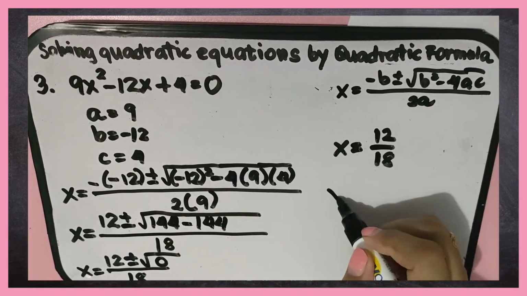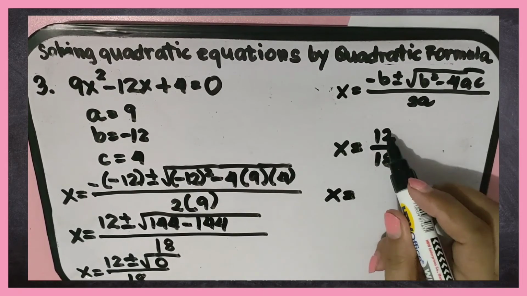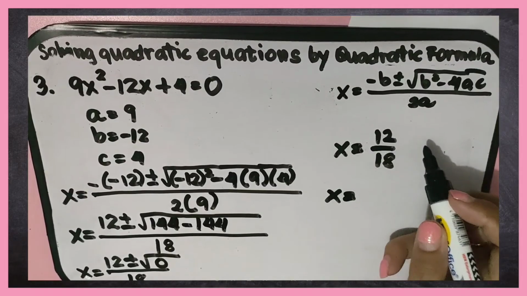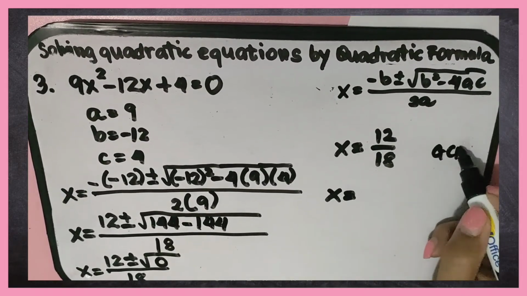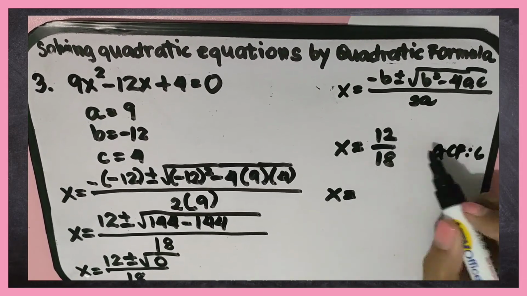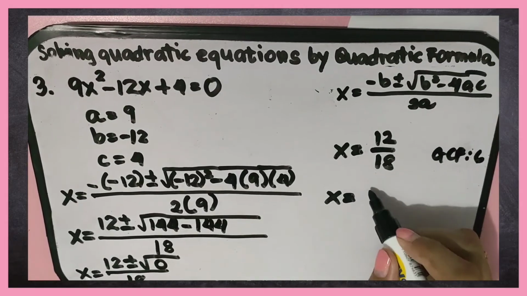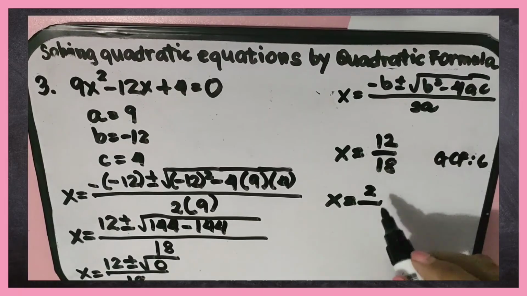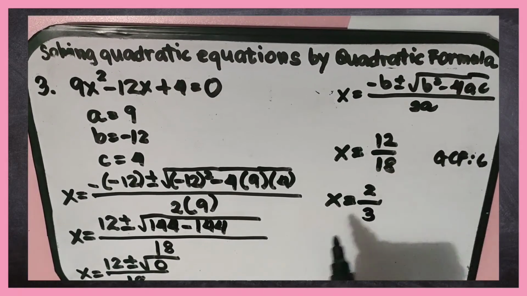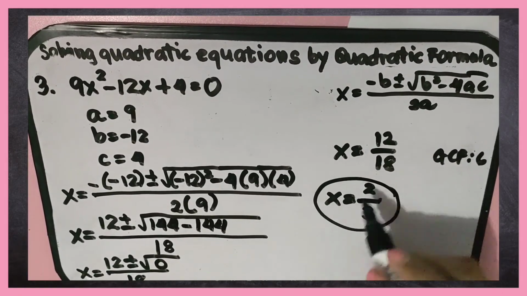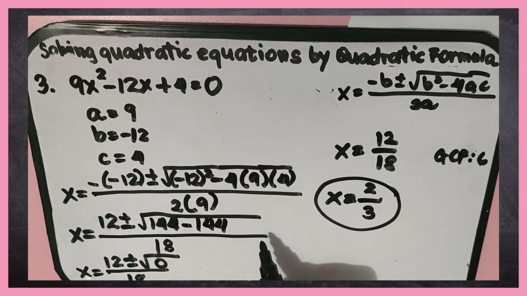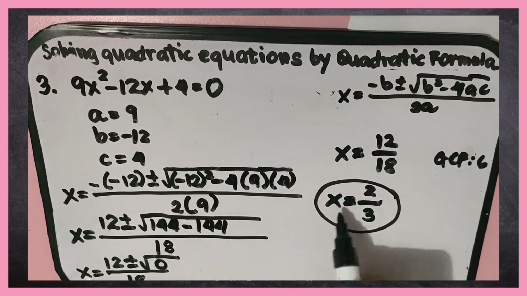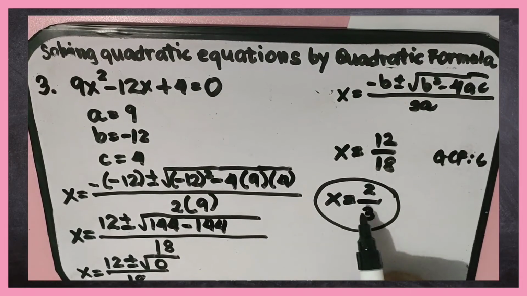But of course, do not forget to simplify it. Get the greatest common factor between 12 and 18, and that is 6. So the GCF is 6. So we have 12 divided by 6, so we have 2. Then 18 divided by 6, and that is 3. So the value of our x is 2/3. So again, if the radicand is 0, we have only one solution or root.